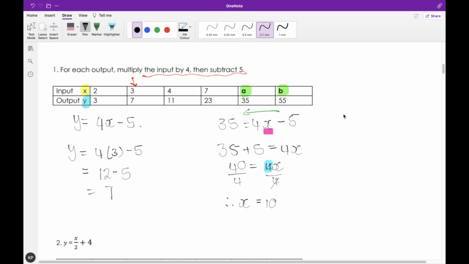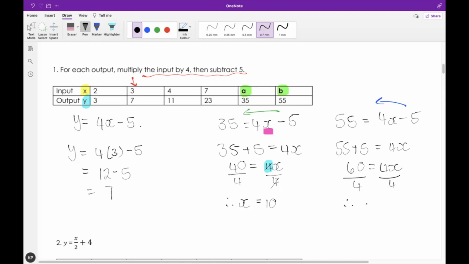Next one, we're going to do the same thing. 55 is equal to 4x minus 5. Once again, to get rid of my 5, I have to take it over and it becomes a positive. So it's 55 plus 5. What's 55 plus 5? 60 equals 4x. Now I have to get rid of this 4, so I'm going to divide both sides by 4. Therefore, x is equal to 15. So if you want to actually technically answer the question, you're going to say A is equal to 10 and B is equal to 15.